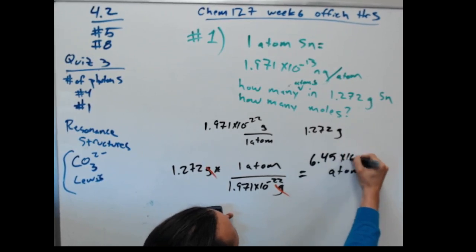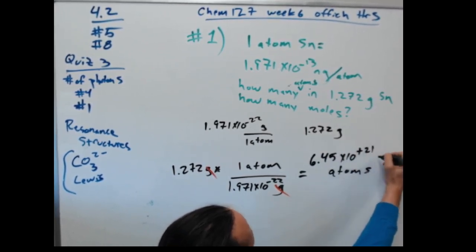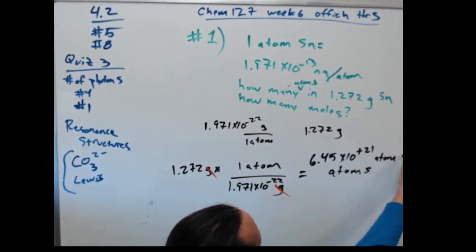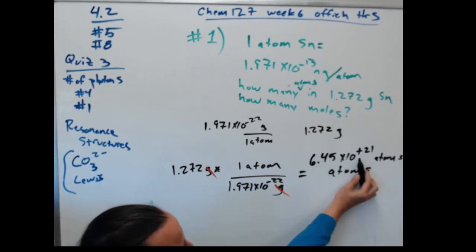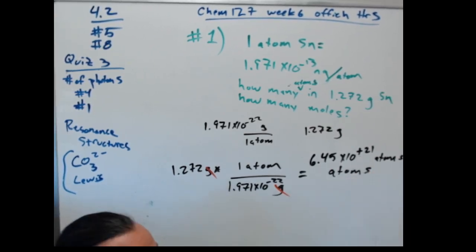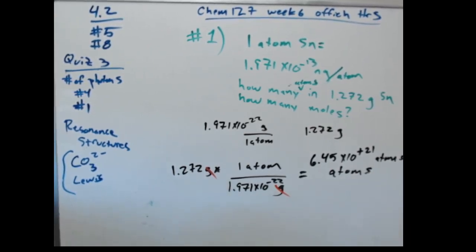6.45 times 10 to the positive 21 atoms. And again, at this point in the quarter, I really often start putting the explicit positive 21 there, just so I know that I didn't accidentally forget a negative or include a positive or something like that.